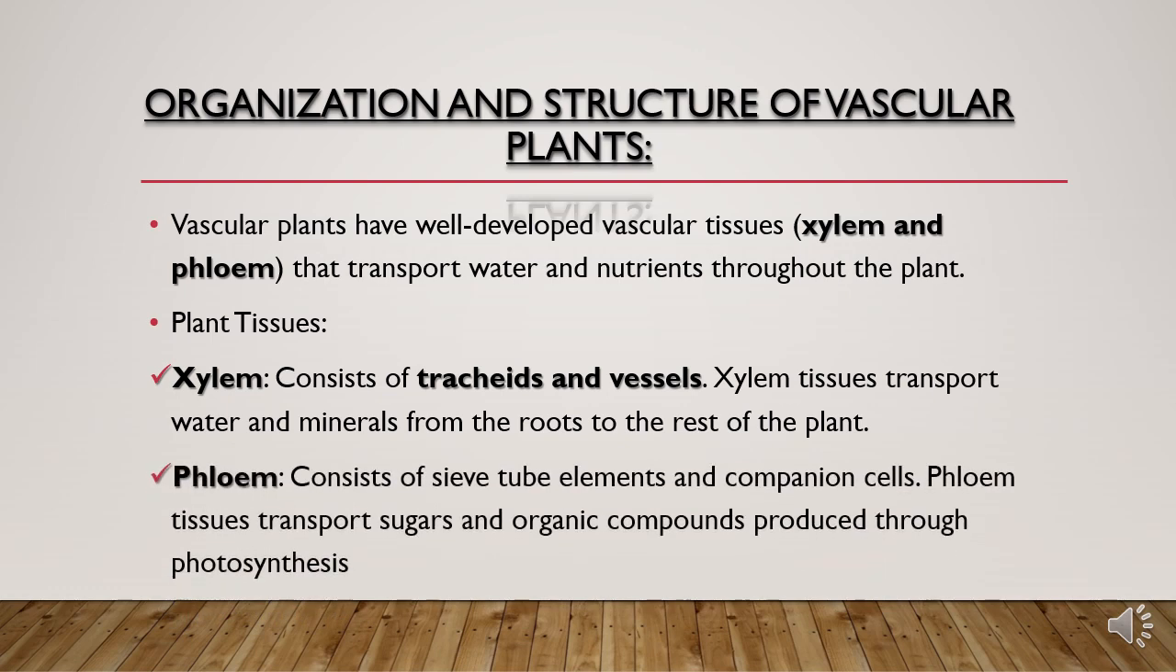And the other tissue that we have to discuss is the phloem, which actually consists of the sieve tube elements and the companion cells. But the phloem actually transports sugars or organic matter, organic compounds, which are manufactured by the same plants through the process of photosynthesis, from the leaves to all parts of the plants when needed.